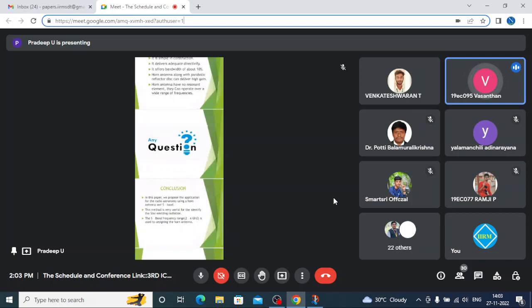That was the conclusion of our paper. In this paper, we have proposed the application of radio astronomy using the horn antenna and the S-band. This is very useful for the identification of emitting radiation. The S-band frequency is used to design the horn antenna. Thank you, sir.